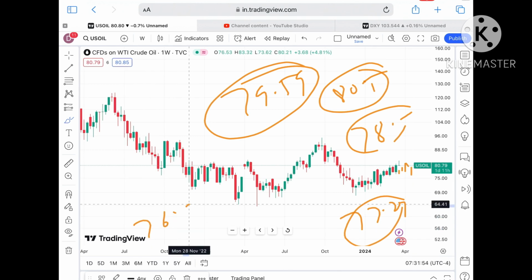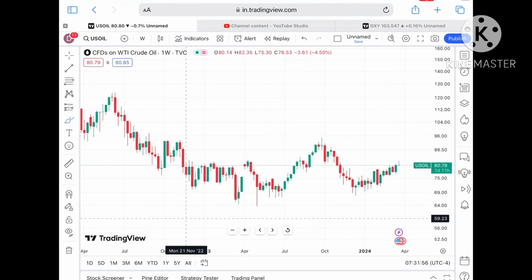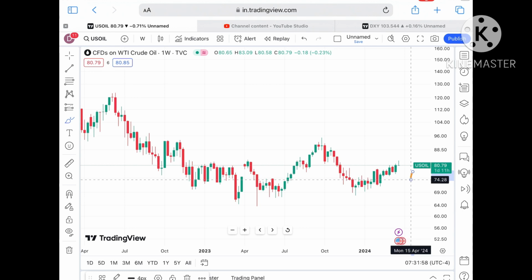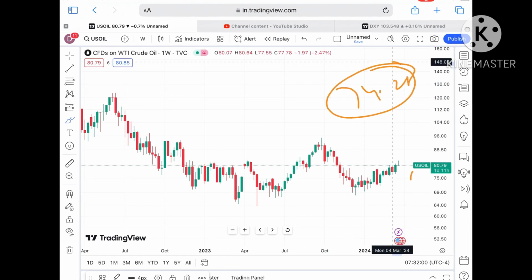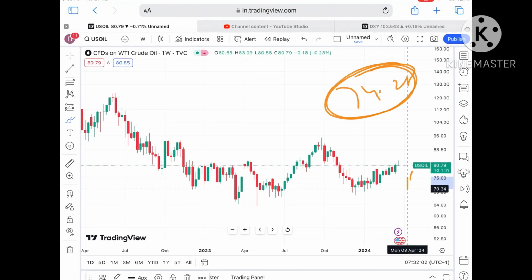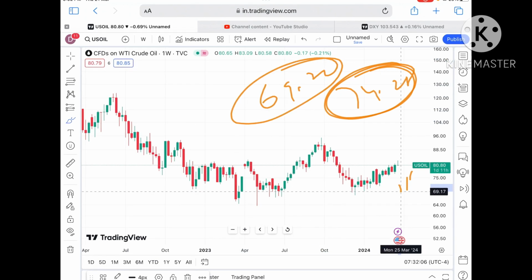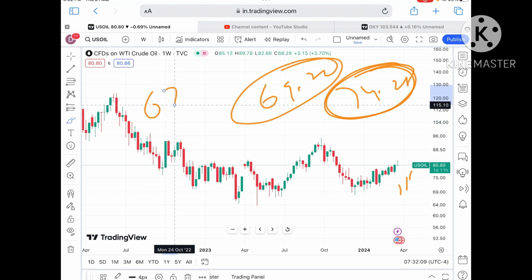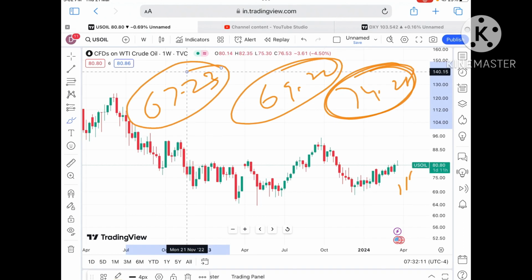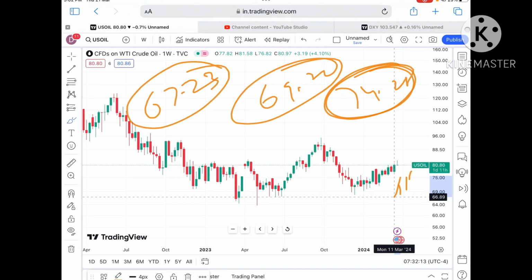77.29. Suppose if the price starts falling below 77.29, then a chance of touching a level of 76.17 we can see, and then a further low we can see towards a level of 74.28. Keep that in mind that as soon as the price starts falling below 74.28, a further downfall we can see towards a level of 69.20, and from there a probability of touching a level of 67.23.